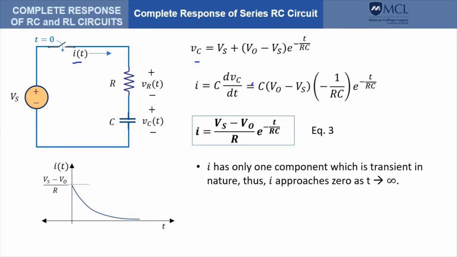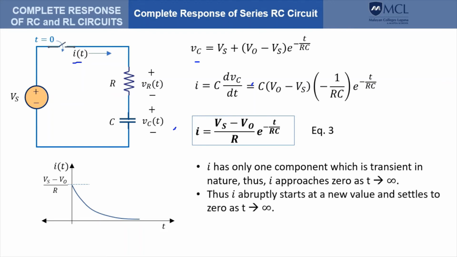This plot and this equation shows that I has only one component, which is a transient component. Thus, I will vanish over time. Take note that upon the closure of the switch, I jumps from 0 to this value v sub s minus v naught over r, but it decays after that to 0 as t approaches infinity.